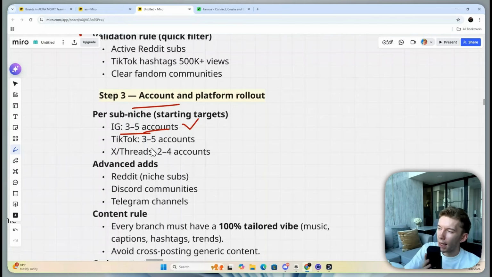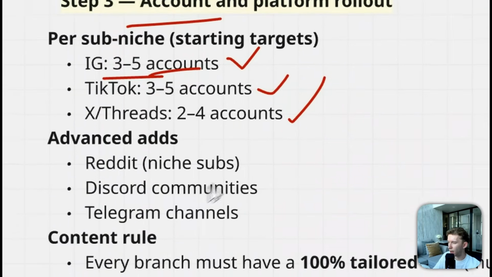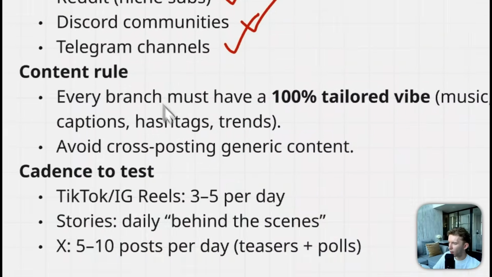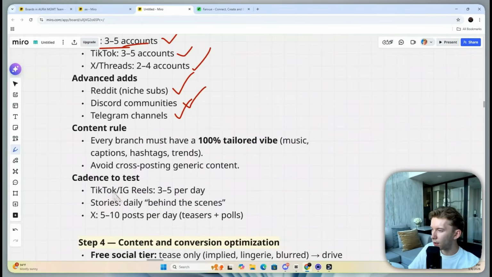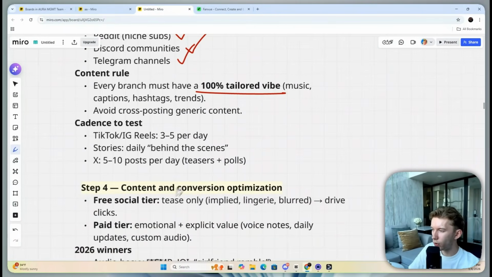So again, create 3 to 5 IG accounts, 3 to 5 TikTok accounts, and 2 to 4 Threads accounts to start. You can start with Reddit as well. You can use the Discord method, Telegram methods. And again, content rule, as I said, tailor it. You know, multiple pages in multiple different niches.